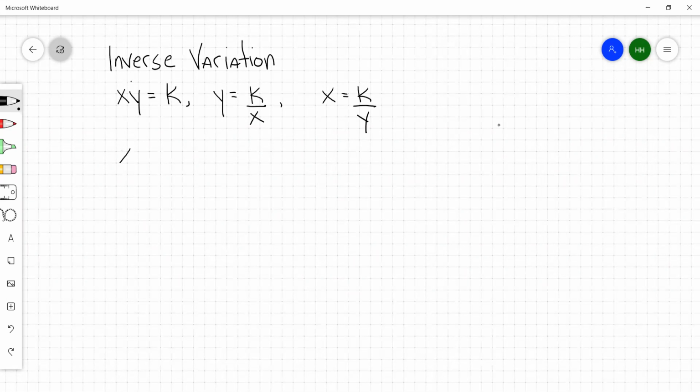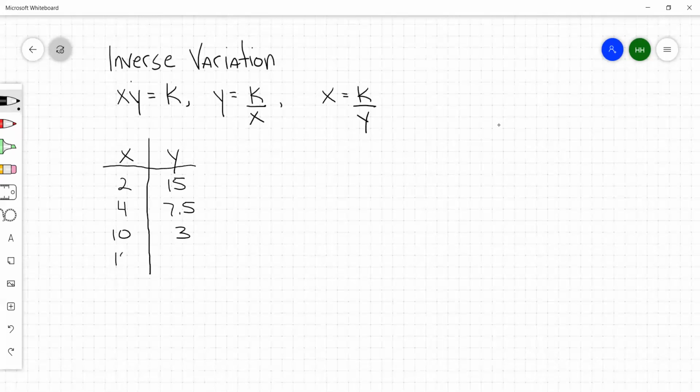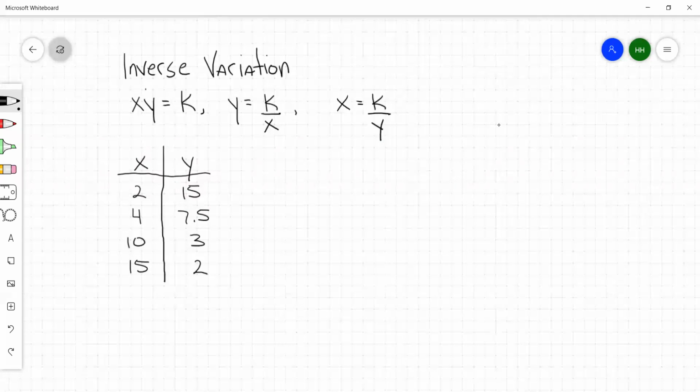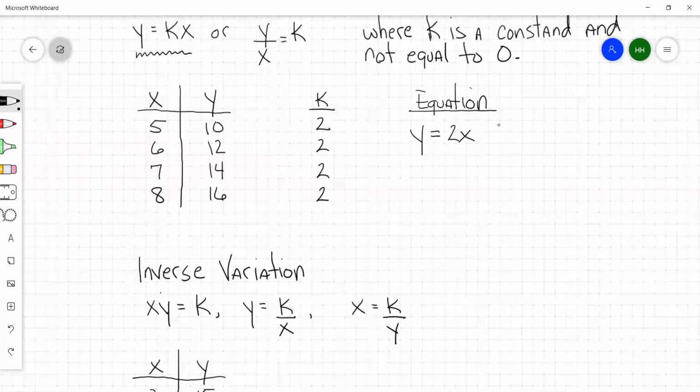So if you were given a table of values, and you were asked, does the table of values represent a direct variation, an inverse variation, or neither? And your data was 2, 15; 4, 7.5; 10 and 3; 15 and 2. Well, the last time we found k each time, we found our k by multiplying x times y. All right? In this case, if you multiply 2 times 15, I'm sorry, the last time we got our k by dividing y by x.